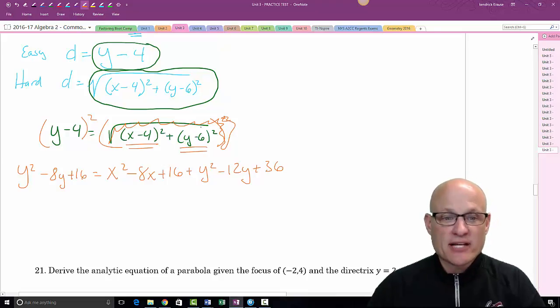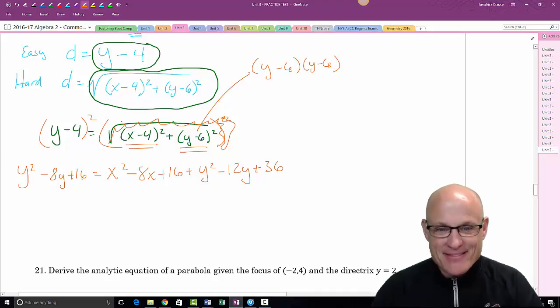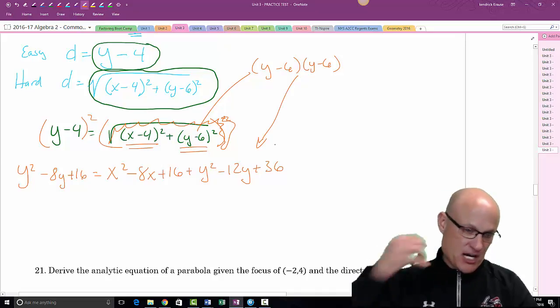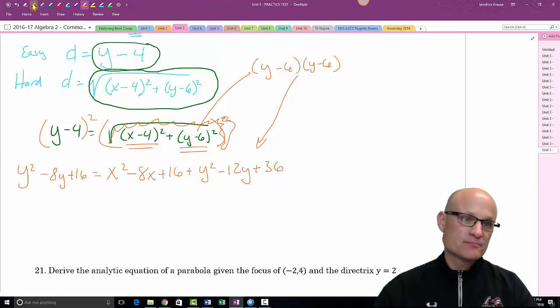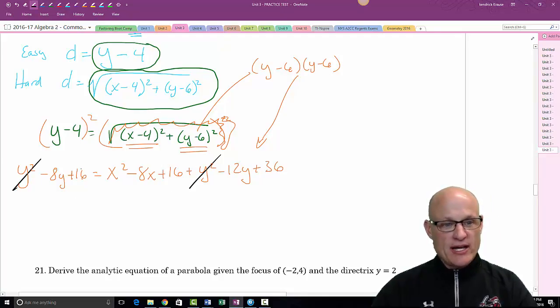So if you're having a hard time double distributing this stuff, write it out. Y minus 6, y minus 6, and then do all that math. I hope you get to a point where you can just double the middle, and that's the hard part. All right, let's see what we got. So this y squared is going to cancel with this y squared. And believe it or not, this 16 cancels with this 16.